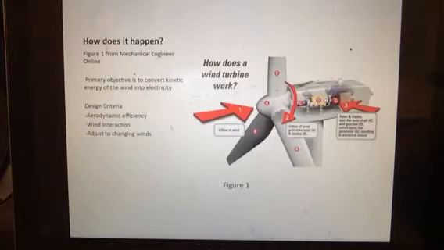So how do wind turbines do this? A figure from Mechanical Engineering Online, as can be seen at the right, helps demonstrate this process. As wind passes by the turbine blades, it causes them to rotate. This rotation spins a drive shaft hooked up to a generator, which converts this mechanical energy to electricity. The design criteria that maximize the generation of electricity are aerodynamic efficiency, wind interaction, and adjustment for changing winds.